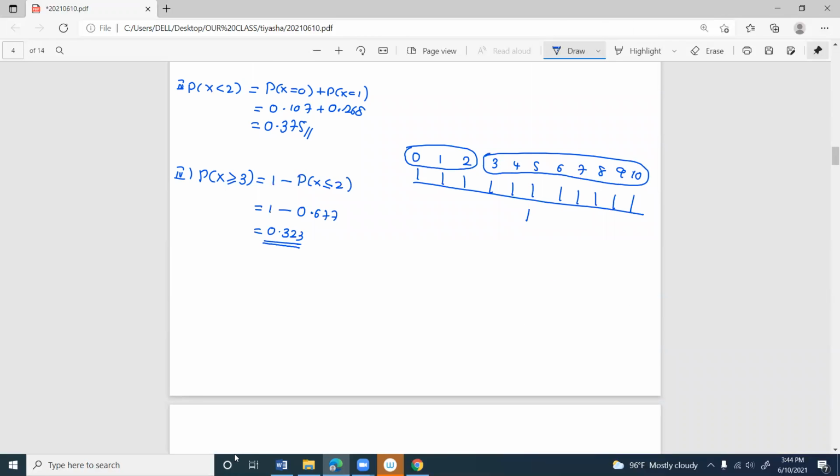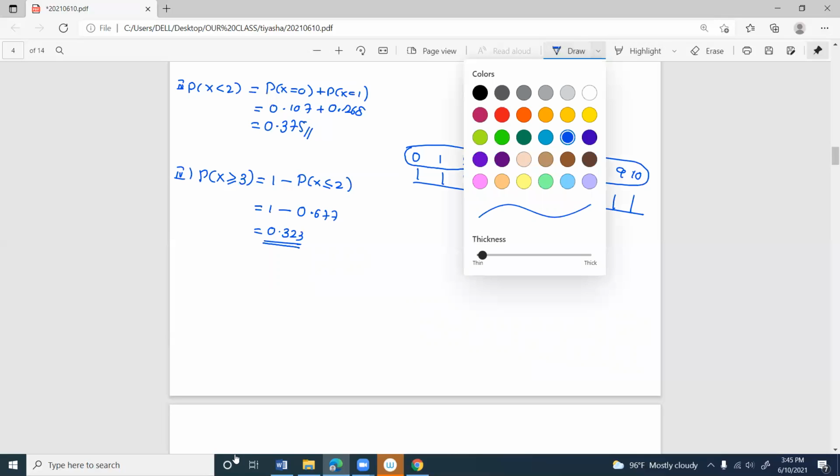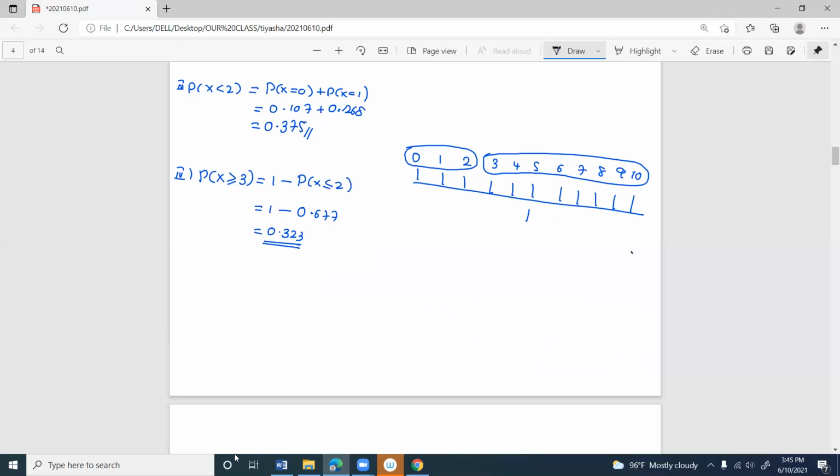Okay, then the next part. The other alternative method for this: you need to add them from where to where? From 3 to 10. Therefore, you can use the summation formula for this one as well. So you can put 10 C k, 0.2 to the power k, into 0.8 to the power of 10 minus k.